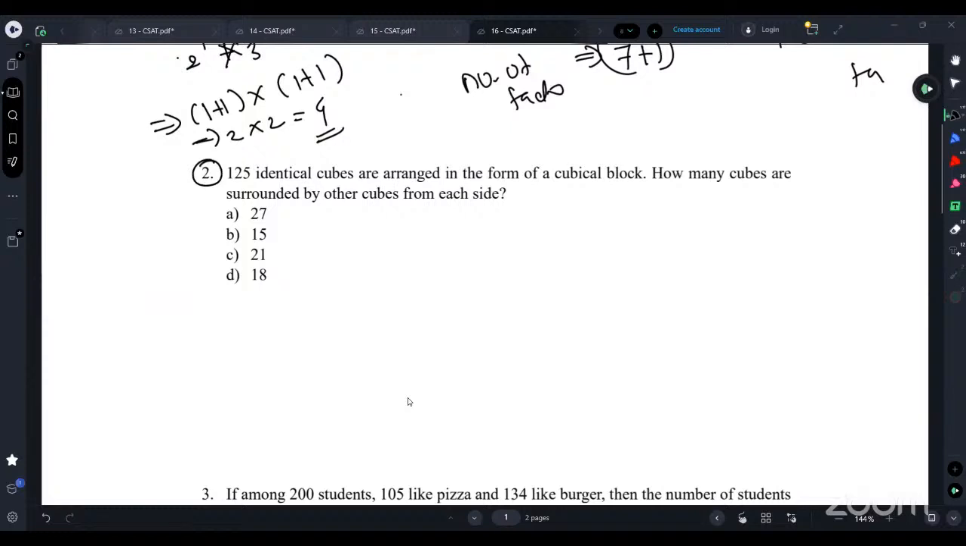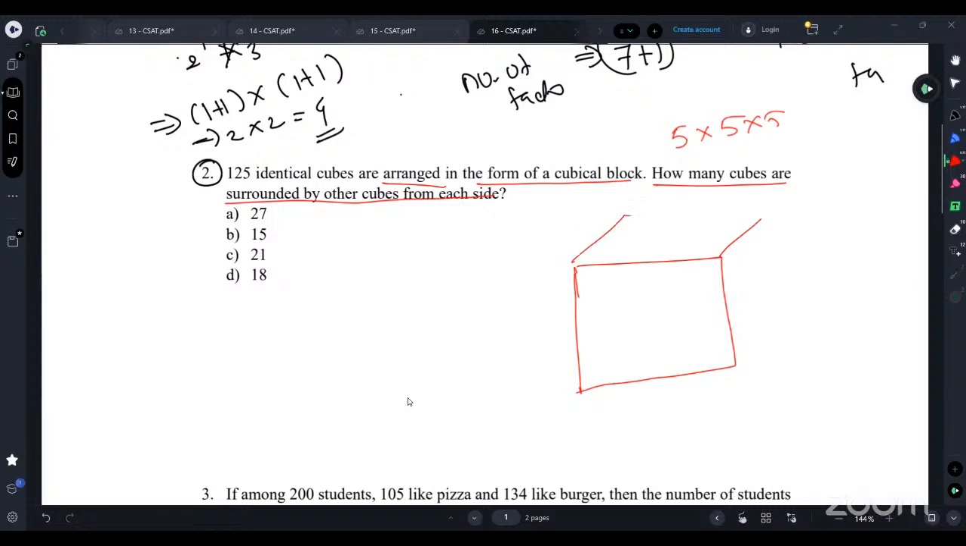See the next question, guys. 125 identical cubes are arranged in the form of a cubical block. How many cubes are surrounded by other cubes from each side? See now, guys, 125 identical cubes means you have a 5 by 5 by 5 cube, and that is why you are getting 125 as the total number of cubes.